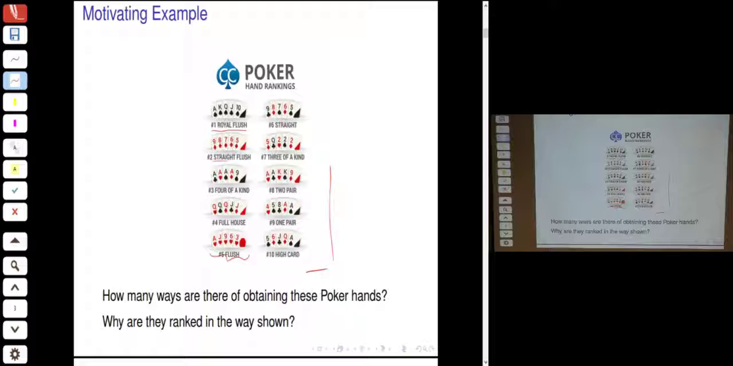Just as a motivating example, it is often going to be useful to understand how many such configurations there can be, how many royal flushes can be there, how many straights can be there, etc. In other words, how many ways you can draw 5 cards out of 52 so that the conditions of a royal flush is satisfied, or the condition of a straight flush is satisfied, or the condition of a full house is satisfied, and so on.